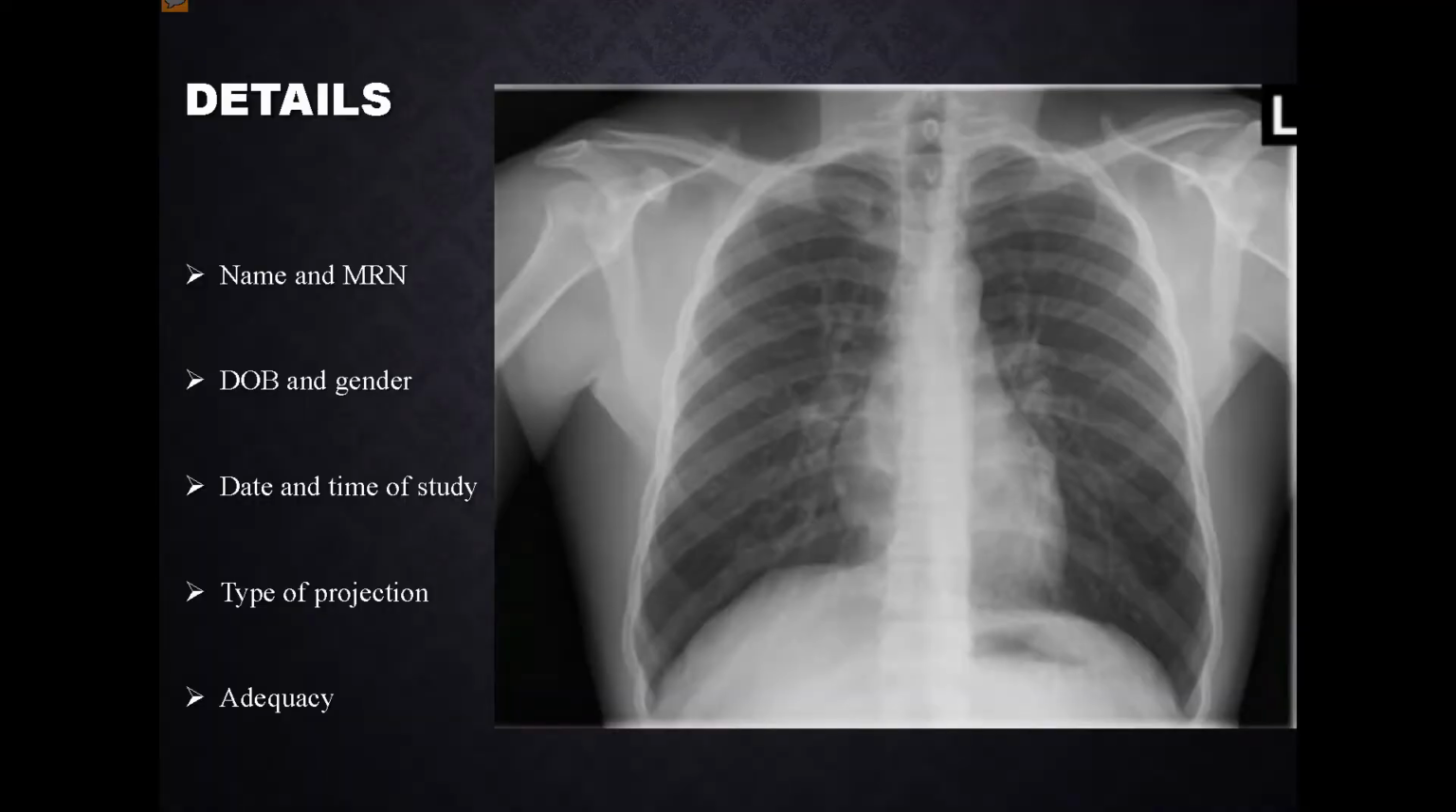Then the types of projection. How many types of projection do we know on chest X-rays? Anyone?